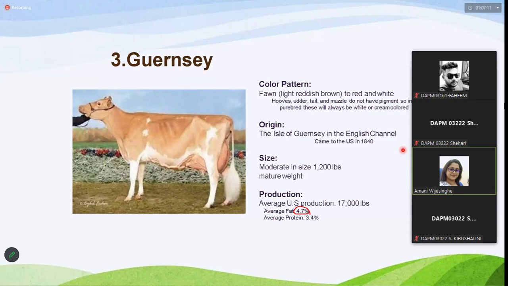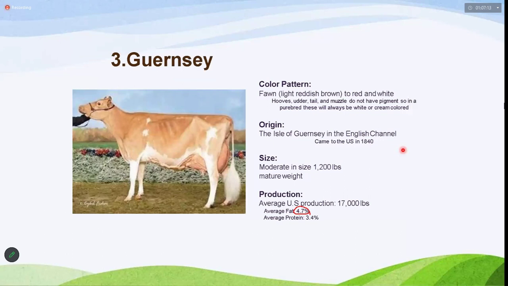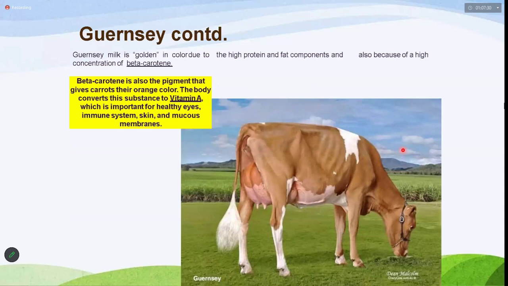Another breed, okay. The color pattern you can see here is fawn, light reddish brown. Origin is again the English Channel, okay. Moderate in size, with an average fat production of 4.7. So the Guernsey milk is golden.